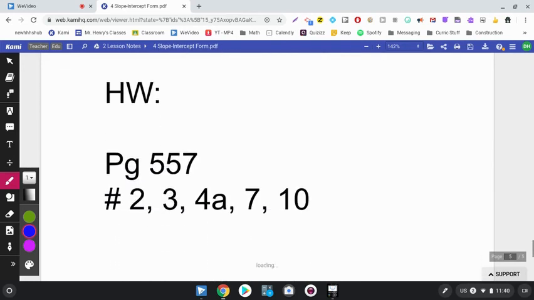So we got a little bit of homework. We got a check for understanding. We're going to spend more time with this y equals mx plus b tomorrow. And then we're actually going to learn a couple different forms of the equation that are useful in different ways and provide different information. So there's your homework, 2, 3, 4a, 7, and 10. And you got a check for understanding as well.